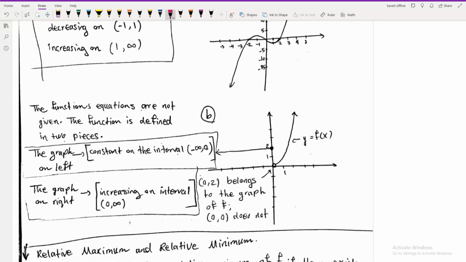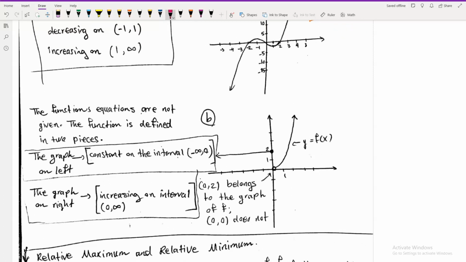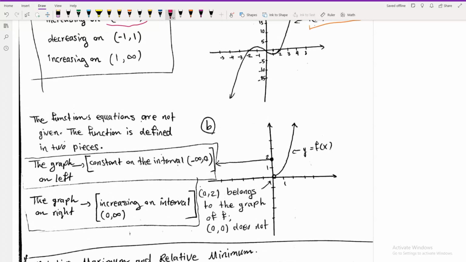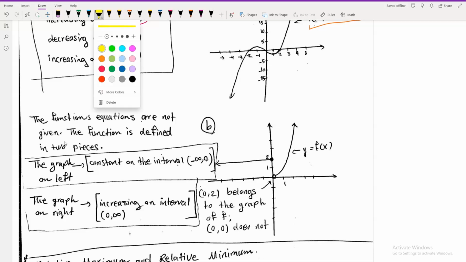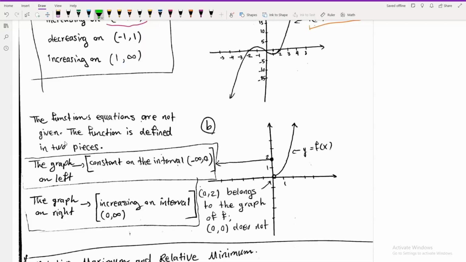Now what we have here on this part, we have this graph. The function and equations are not given. The function is defined in 2 pieces. So what we have here, this is an open circle. Here we have y equal to f of x. This is a closed circle. So we have this part too.